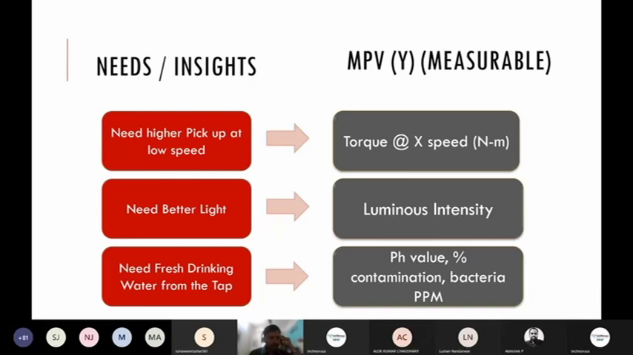Okay, just look at a couple of examples. Need better light means luminous intensity, right? We have to measure it. It is measurable. Need fresh drinking water from tap. This is what any customer like me, a layman, will put as a need to a water filter manufacturer. And then you can measure in terms of pH value, percentage contamination, bacteria, ppms, and things like that. Right? This is what it means. This is a voice translation tool. Very simple.